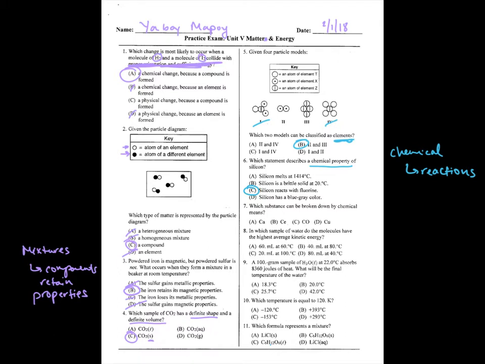Alright, number 7. Which substance can be broken down by chemical means? So we're looking for a compound, not a mixture. Mixtures is by physical means. So that means we're looking for 2 different elements, and that's choice C. Number 8. In which sample of water do the molecules have the highest average kinetic energy? Alright, average kinetic energy is related to temperature.